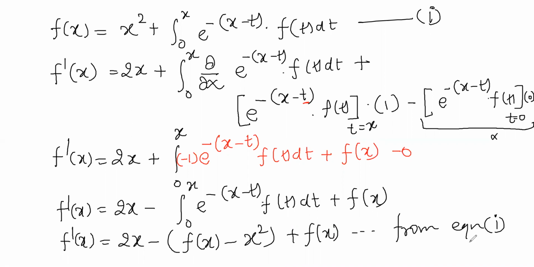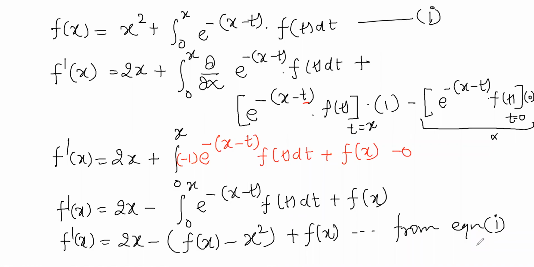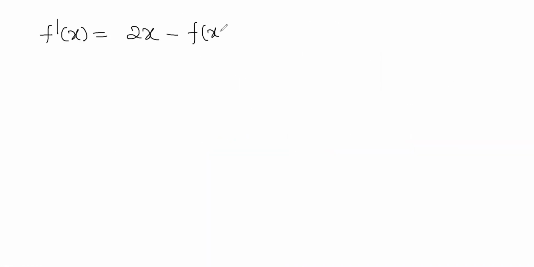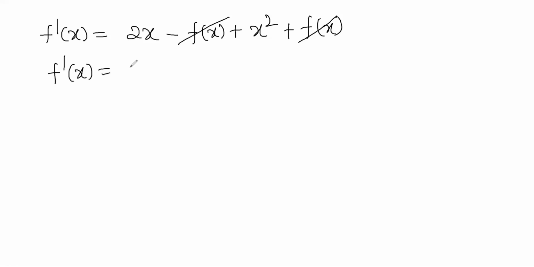So let us see what I've got. f dash x equals 2x minus what I had, f of x plus x square, and then plus f of x, and the role of f of x is now over, and this quantity right here is going to give me my desired equation. I have here f dash x equal to 2x plus x square. Now I'll simply integrate it to find out my f of x. The simplest job is now to integrate it.